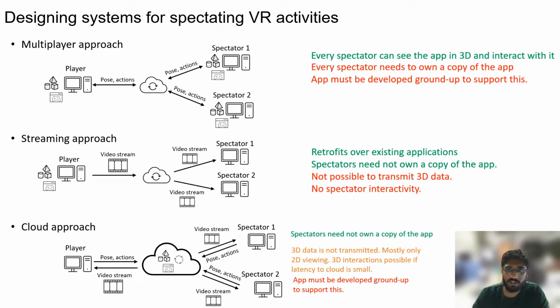An emerging approach is the cloud approach, where the application and assets are stored in the cloud. All the interaction data is sent to the cloud, and the cloud in turn can render a separate video for each person connected to it. While the 3D data is not transmitted, it's possible to have 3D interactions if the latency between the cloud and the spectators is less. However, just like the multiplayer approach, the apps need to be designed ground up to support this.